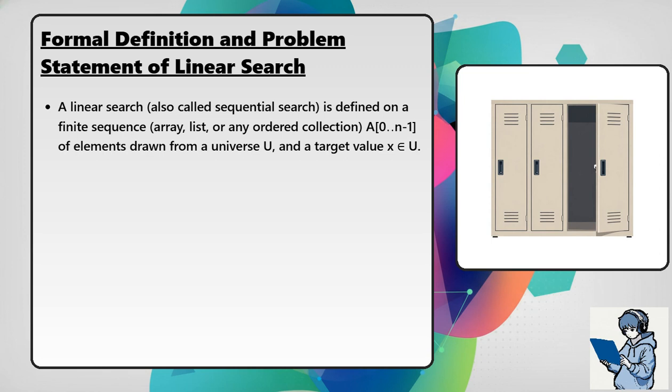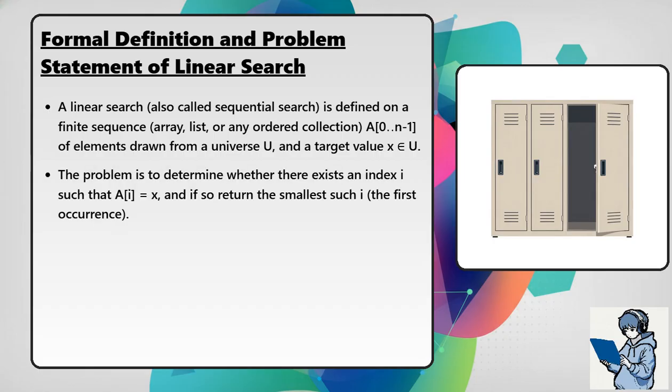A linear search, also called sequential search, is defined on a finite sequence, an array, list, or any ordered collection, a_0 to a_{n-1} of elements drawn from a universe U and a target value x in U. The problem is to determine whether there exists an index i such that a_i equals x, and if so, return the smallest such i, the first occurrence. If x does not appear, the algorithm must report not found.